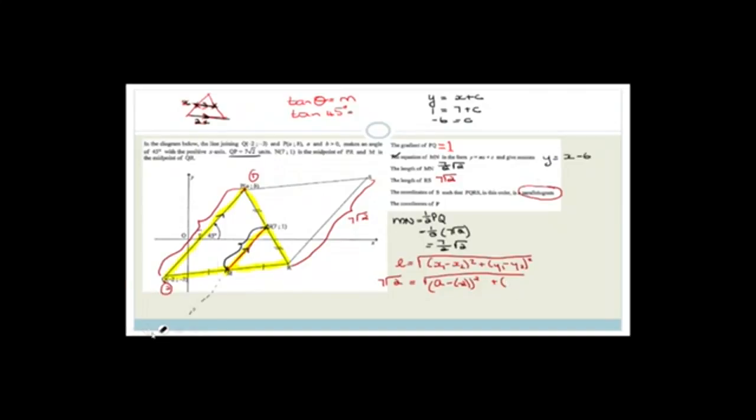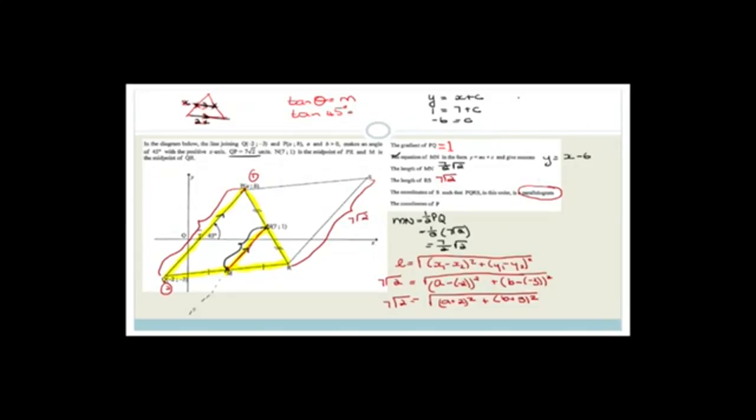B. No, wrong color. Sorry. B minus minus 3 all squared, which equals the square root of a plus 2 all squared plus b plus 3 all squared. Okay, so now you've got two variables, so that doesn't really help us.